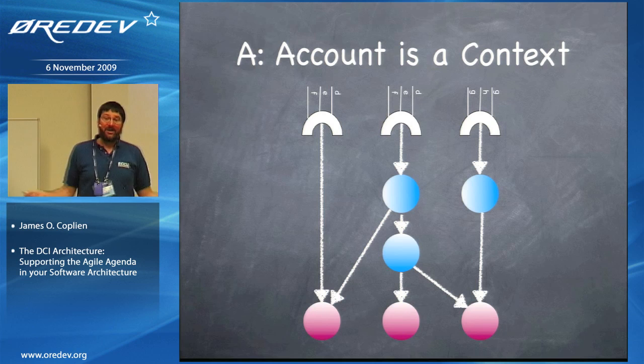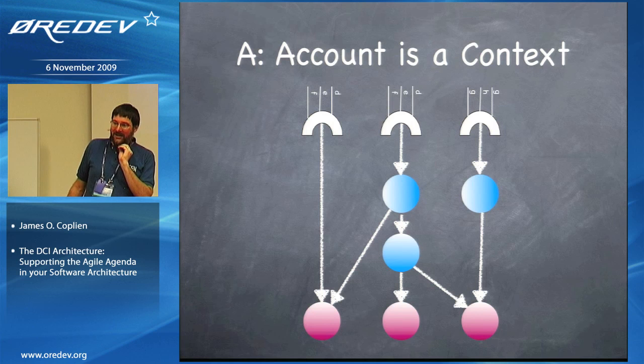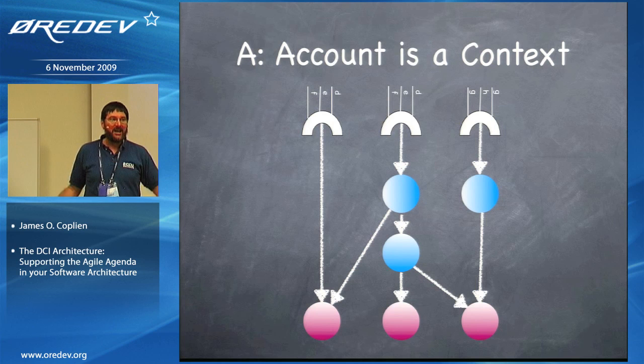It's the algorithms of an account that are long-lived, and the identity of the account. The account identity may be a long-lived object, but not the account. Things like the account balance are very ephemeral. So they're computations. We now have an architectural home for these computations that you don't find in most object-oriented methods.